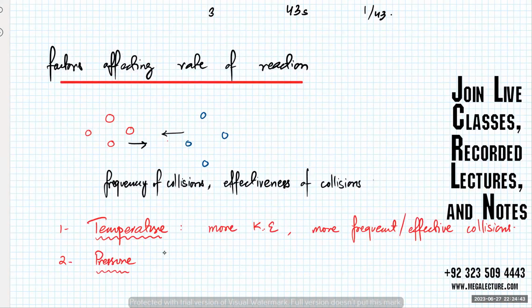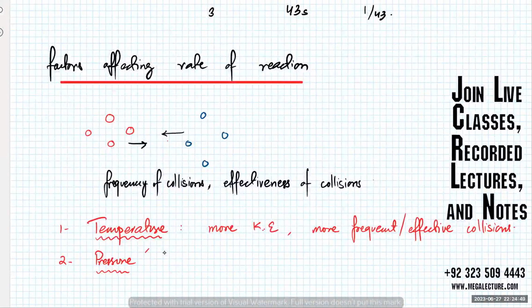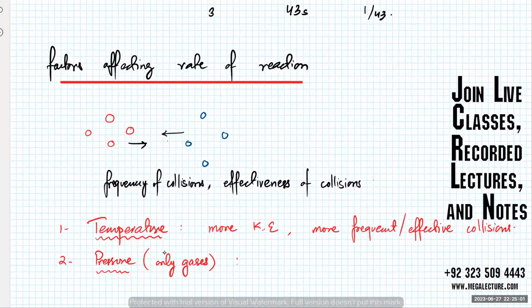Why does that happen? If the pressure increases, then the volume decreases, so the particles are closer together, so therefore they collide more often. So remember this: this only happens in gases. Pressure will have no effect on solids and liquids, right? So you have lesser volume.